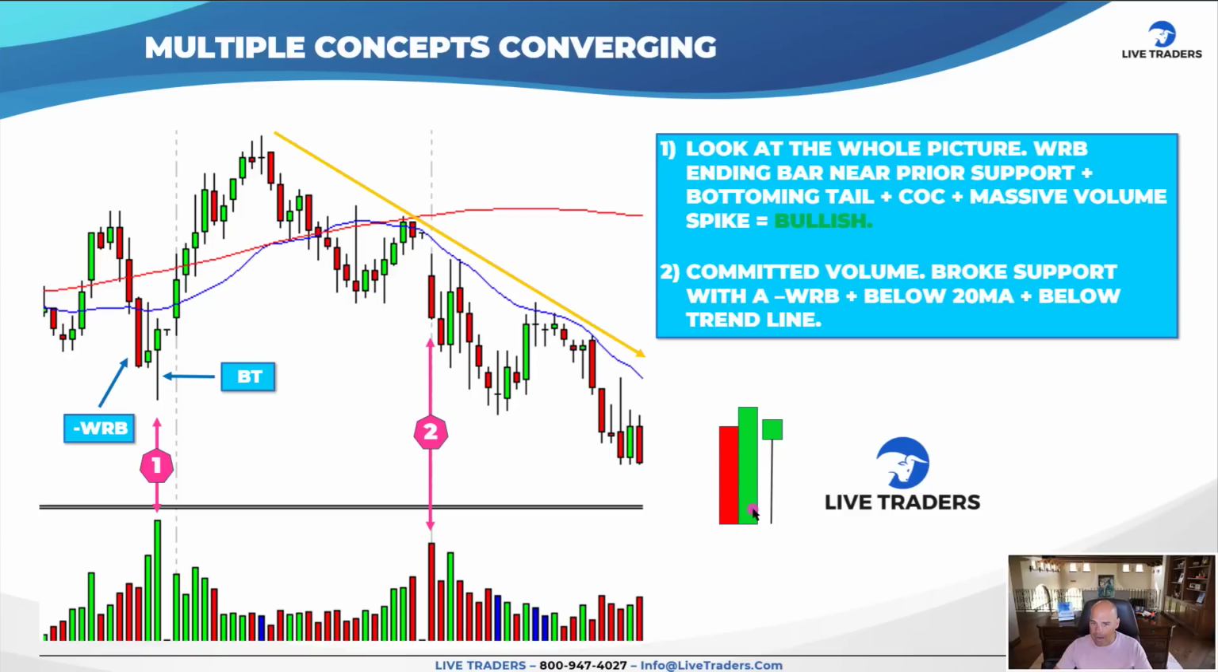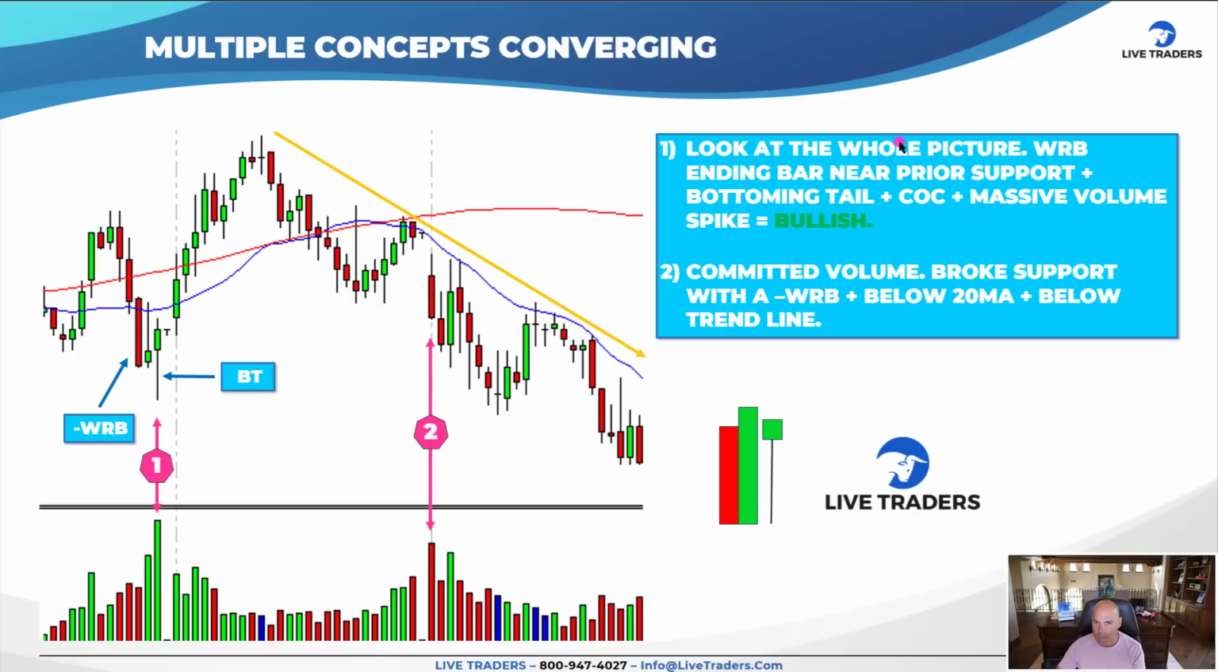The buyers completely overwhelmed the sellers. They took them out. And we know this because of the volume spike. Do you see that insane, ridiculous, absurd, obscene volume spike? That means the buyers completely took out the sellers. The sellers were unable to hold their ground. This is very, very bullish. And what happens? This ignites a new move higher.